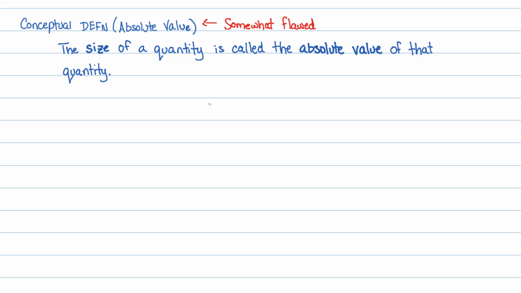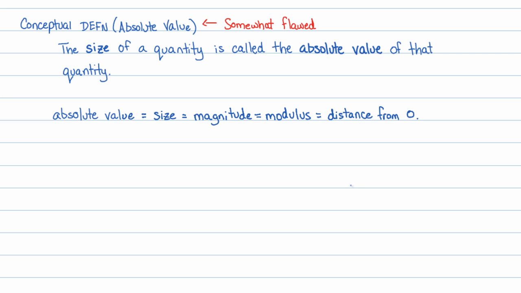The size of a quantity is called the absolute value of that quantity. So in reality, when you hear the words absolute value, you should also think size, magnitude, modulus. That's kind of a unique one. Modulus is what some people use to refer to the size of a number. But oddly enough, to get a little more technical, we could also think of it as its distance from zero. These all mean the same thing.